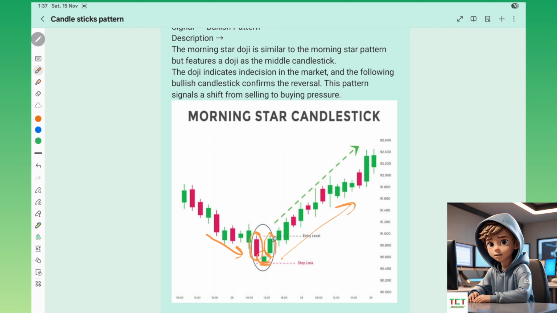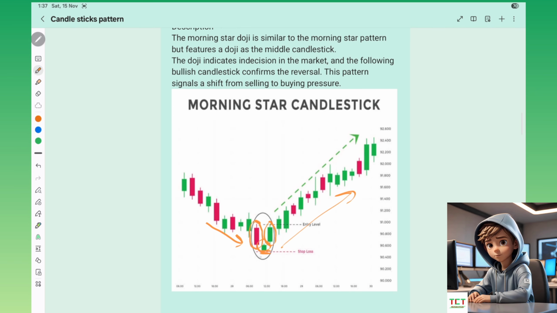Think about it. When there's complete confusion shown by the doji, and then suddenly a strong bullish candle appears, it means buyers have decisively taken control after a period of doubt. This pattern is more reliable than the regular morning star, because the doji shows a clearer turning point. It's like the market has completely stopped, paused, and then decided to go up. When you see this pattern forming at a support level or after a long downtrend, it's a high probability reversal signal. Traders often wait for the close of the third candle to confirm the pattern before entering trades.